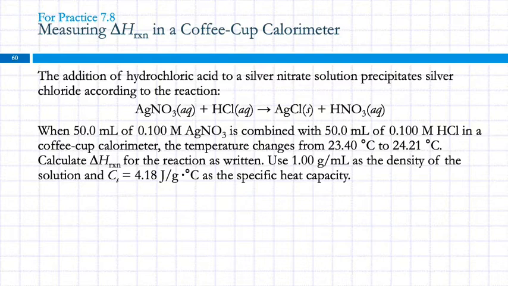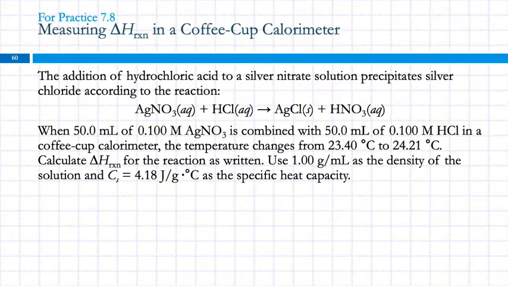The addition of hydrochloric acid to a silver nitrate solution precipitates silver chloride according to this reaction. When 50 milliliters of 0.1 molar silver nitrate is combined with 50 milliliters of 0.1 molar HCl in a coffee cup calorimeter, the temperature changes from 23.4 degrees Celsius to 24.21 degrees Celsius. Calculate the heat of reaction for the reaction as written. Use 1 gram per milliliter as the density of the solution and a specific heat capacity of 4.18 joules per gram degrees Celsius.